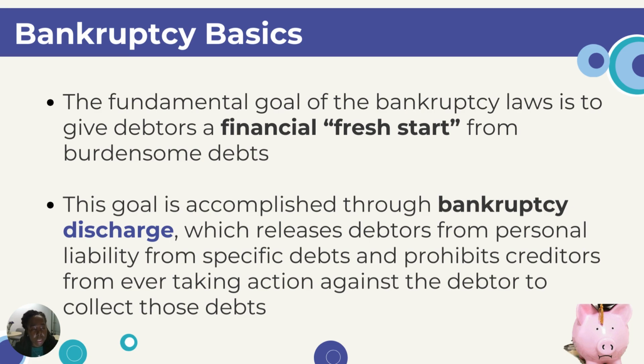So let's talk about what bankruptcy is and what it means and what it does. Most people's concept of bankruptcy is what they see on TV and in the movies, right? When you watch Wheel of Fortune and somebody hits the bankruptcy wheel, it's like, oh no, that's the worst thing ever, the end of the world. And that's absolutely not true at all. Bankruptcy is actually a great tool for giving someone a fresh start and a clean slate to start over. The fundamental goal of bankruptcy law is to give debtors a financial fresh start from burdensome debts. This goal is accomplished through bankruptcy discharge, which releases debtors from personal liability from specific debts and prohibits creditors from ever taking action against the debtor to collect those debts.